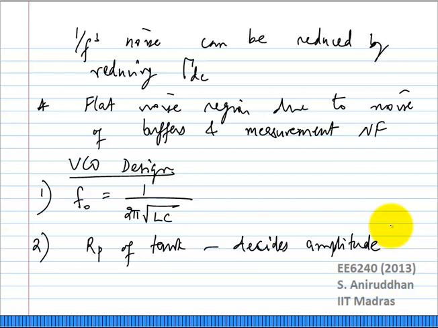You can get the bias current. No, first I am asking, how do you determine RP? You don't know the value of L, you don't know the value of C. How do you decide RP? Take the Q of the inductor. Okay, but you don't know the inductor, so how do you know the Q? That's what I am asking.